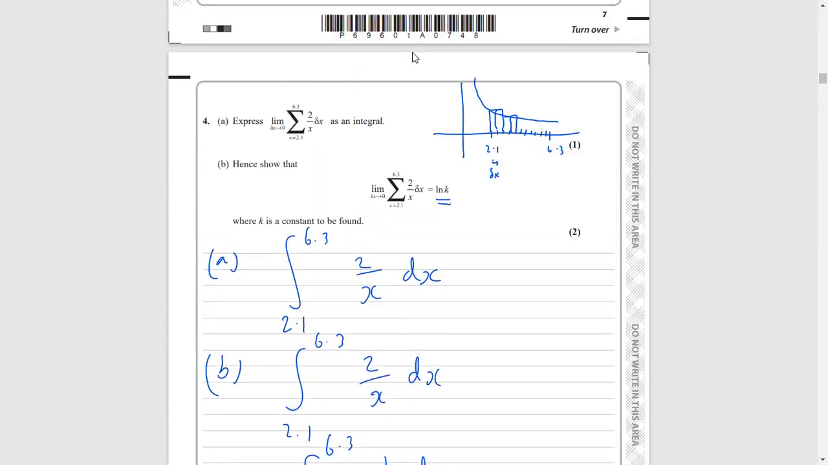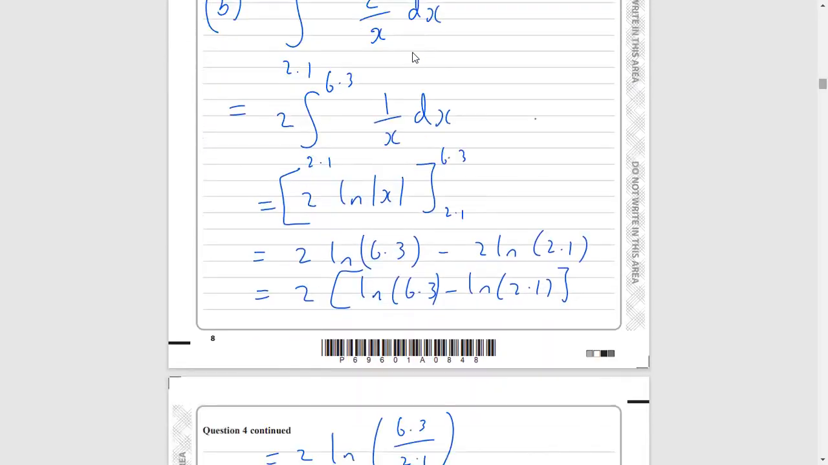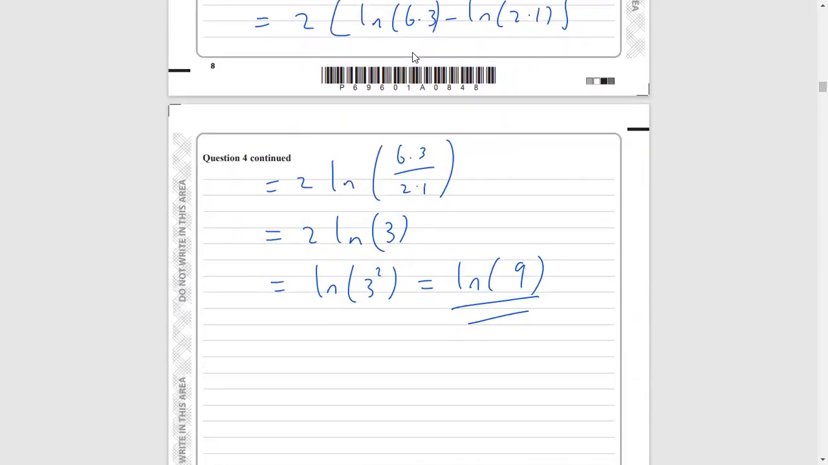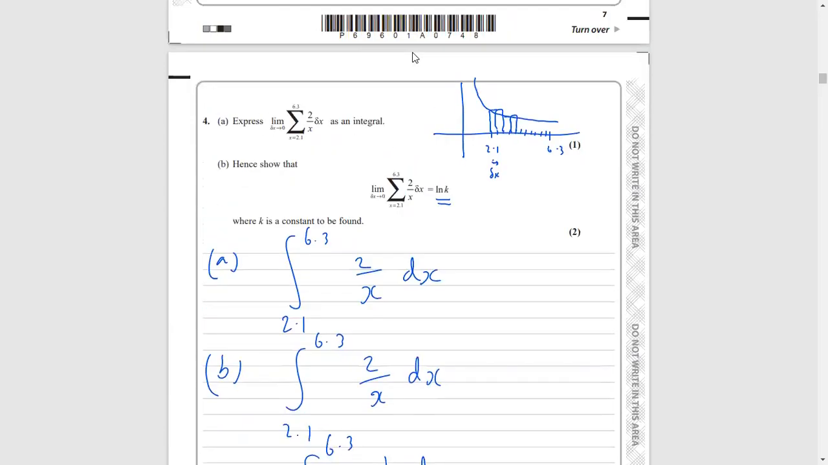So that's question 4 done. It's a question getting you to realize that the limit of a sum of a function multiplied by a small change in x, as this small change in x goes to 0, is an integral. That is the definition of an integral. It's also getting you to realize that when you integrate these reciprocal functions, you get logs, and then you can substitute in your numbers using definite integration to get your final answer of ln 9. So that concludes that question, and that concludes today's video.